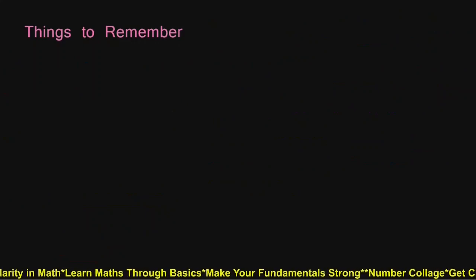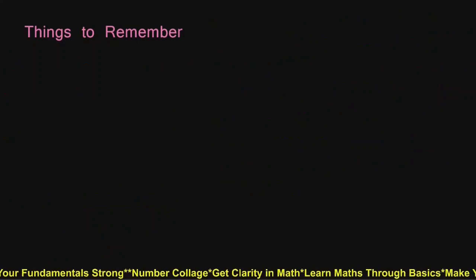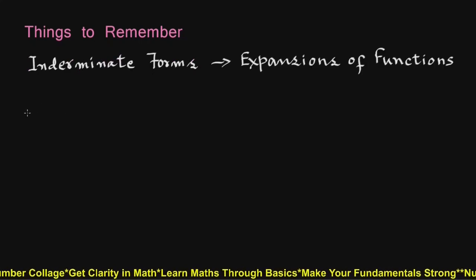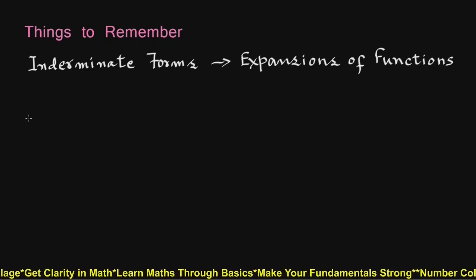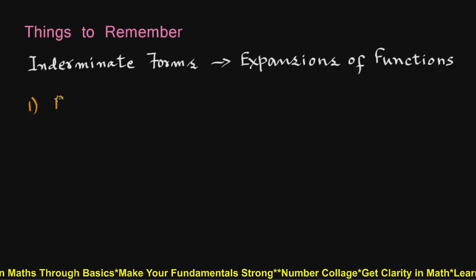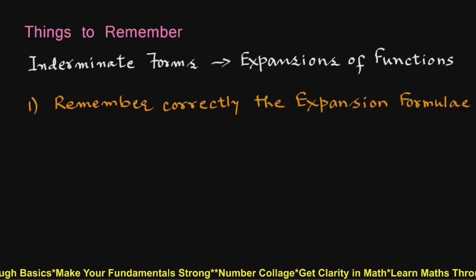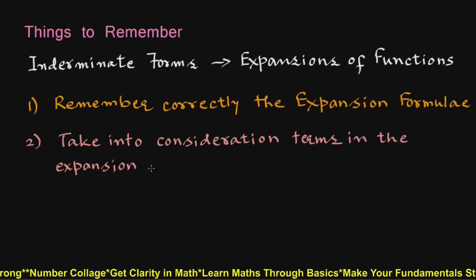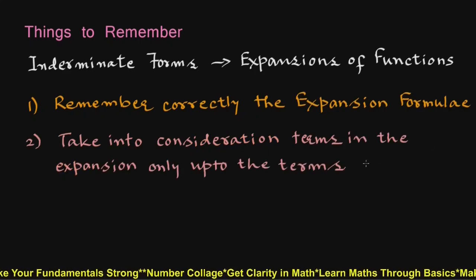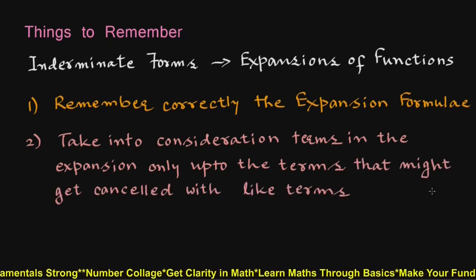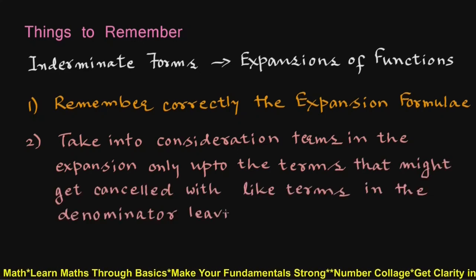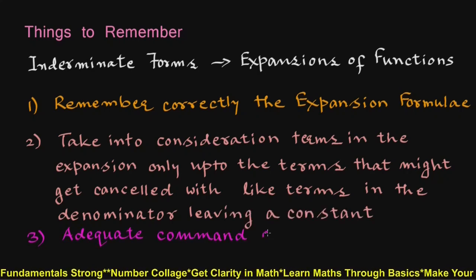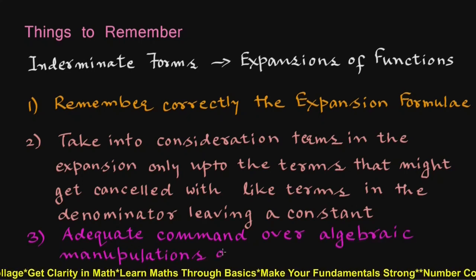By now you must have understood that while evaluating indeterminate forms by using expansions of functions, we must remember at least the following 3 things. Number 1, remember the expansion formulae correctly. Secondly, you have to take into consideration terms in the expansion only up to the terms that might get cancelled with the like terms in the denominator, leaving a constant. And thirdly, you must have adequate command over algebraic manipulations of the terms in the expansion.